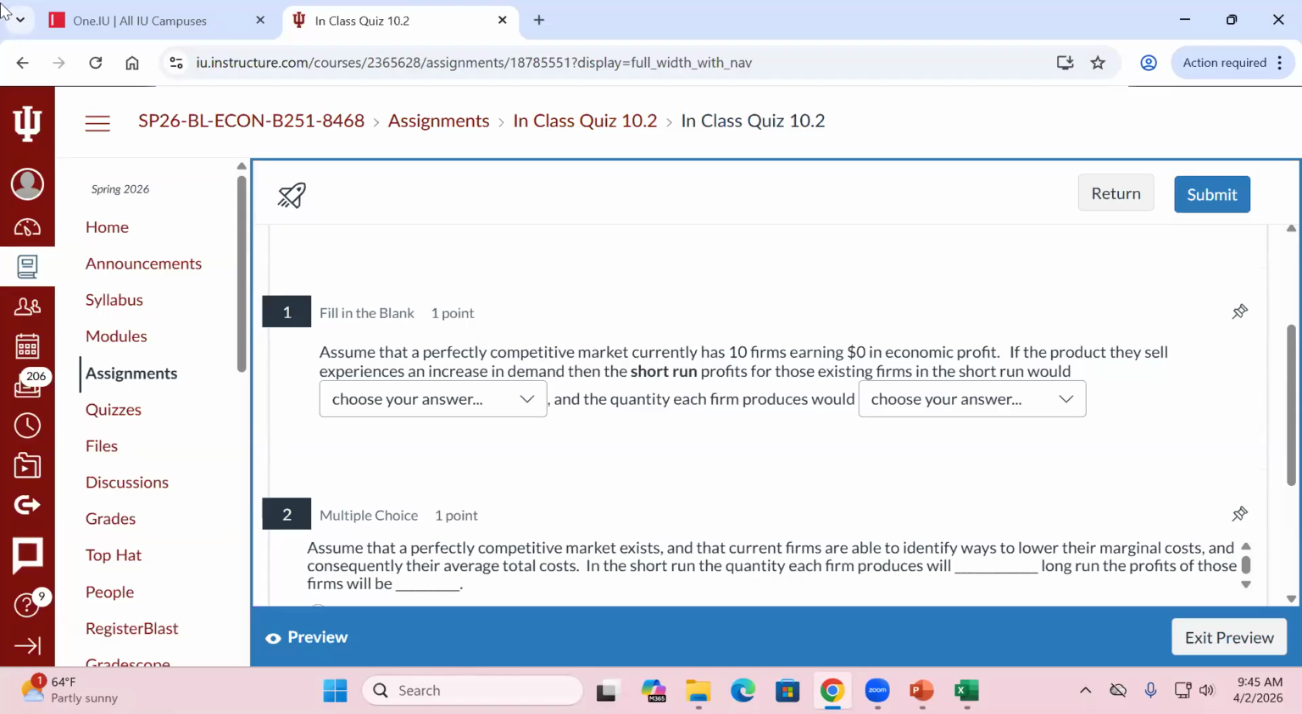Okay? We'll talk a little bit more specifically about this later on, but kind of foreshadowing that even if we have positive profits temporarily, firm entry will drive those profits back down to zero. Okay? Any questions on that before we keep moving?